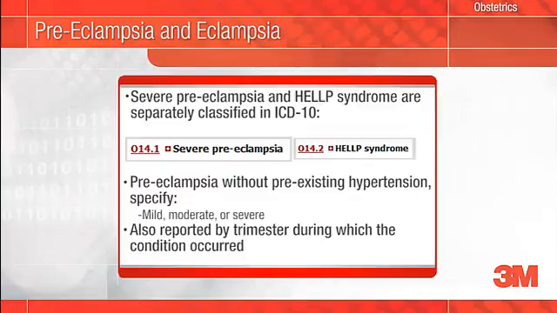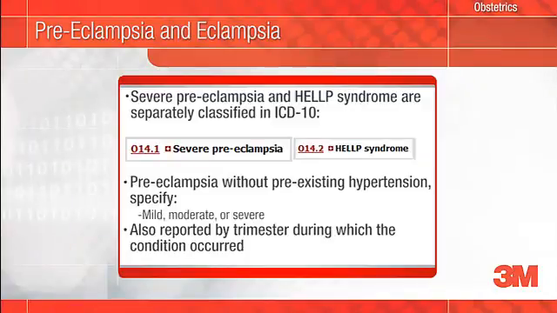ICD-10 separates severe preeclampsia and HELP syndrome into two codes. In ICD-9, the same code was used to report both. Otherwise, codes for preeclampsia and eclampsia remain pretty much the same. For preeclampsia without pre-existing hypertension, you will still need to indicate the severity as mild, moderate, or severe.